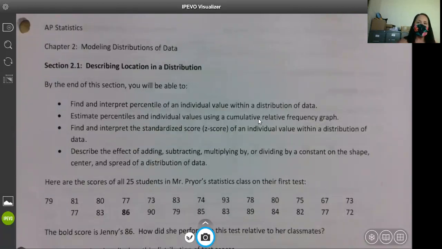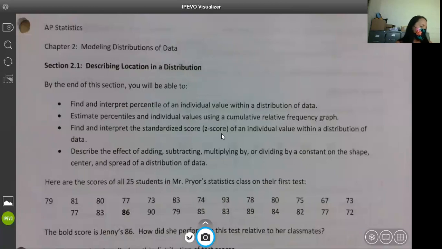All right, so let's go ahead and get started. 2.1. This is more of the math work. Last chapter was not a lot of math. This turns out to be a little bit more, and a lot of it is on your calculator. So if you have your calculators, you want to have those with you.